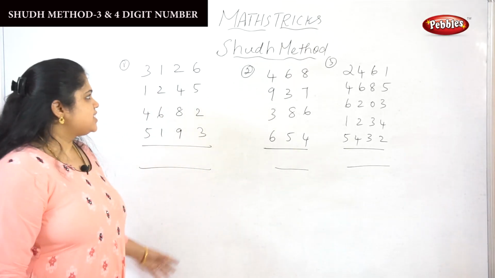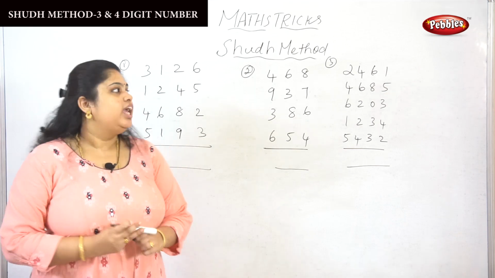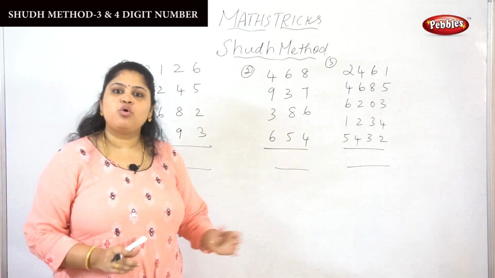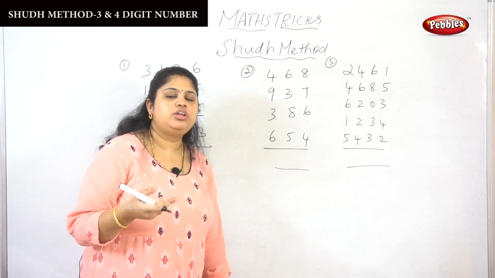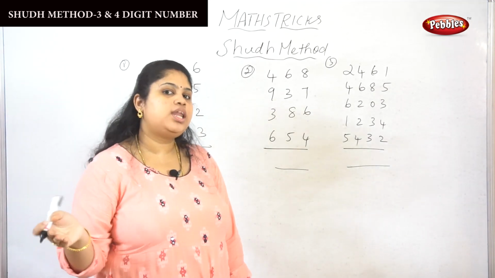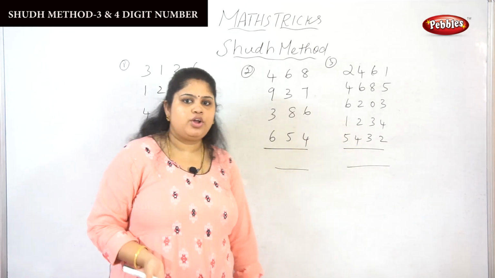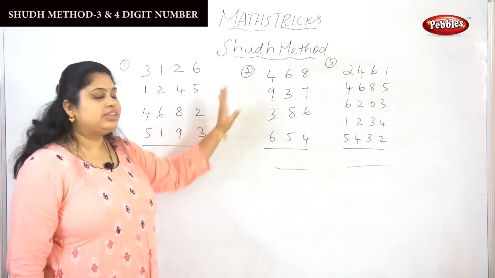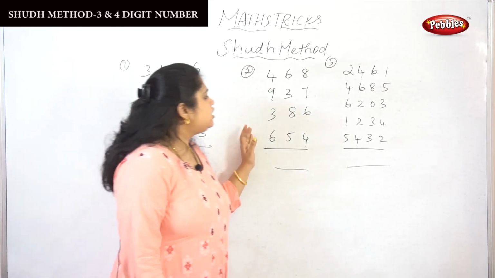Okay, next we are going to perform the same addition using the Sooth method in the 3-digit as well as the 4-digit. Once I have taught how to use the Sooth method for 3-digit and 4-digit numbers, then 5 to 6-digit numbers are no problem, you can easily solve them. So first we are going to perform the 3-digit, next we will move on to the 4-digit problem. Okay, so listen here carefully.